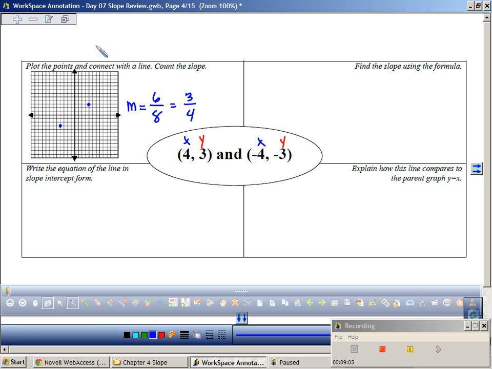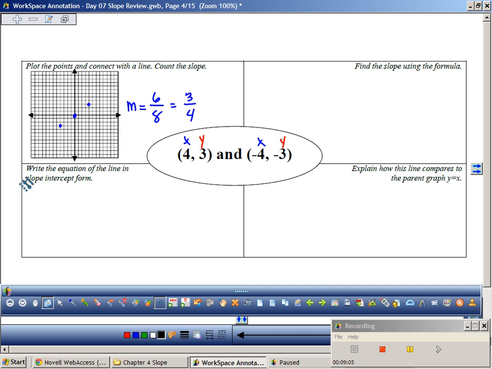3/4, right? Let's double check. If I rise up 3 and run 4, let's see what happens. 1, 2, 3, 1, 2, 3, 4. There's a point. Did that work? Yeah. It did. You don't have to do it that way, but I want you to visualize it, right? You need to do all of it. There's a reason that you do all of it, Philip. Because if you do all of it, then you're double checking. Then you know for sure, right?